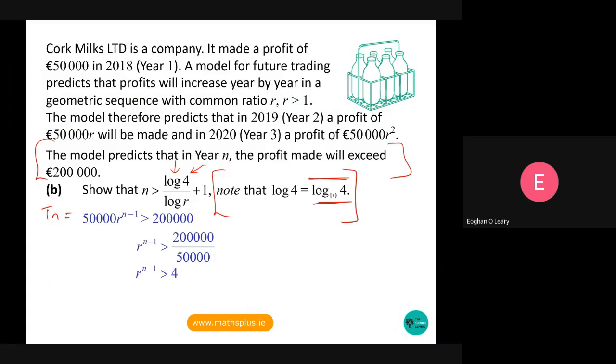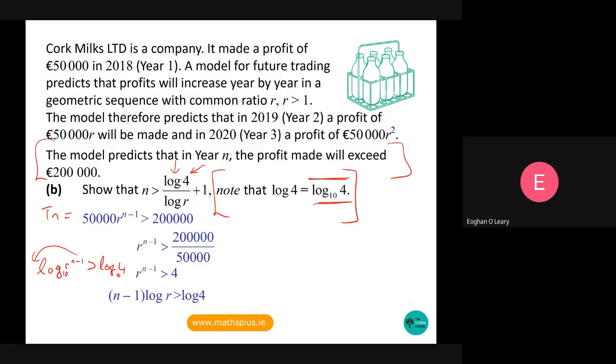So what are we going to do next? Well, we know we need logs. So what we're going to do is we're going to take the log of both sides. So we introduce logs to both sides. So log of R to the power of N minus 1 is greater than log 4. But I know, of course, that this is really to the base 10, both sides. That's what it means. It's log of R to the power of N minus 1 to the base 10 is greater than log 4 to the base 10. Because it's R to the power of N minus 1, I can use my power to the front law, and I'm going to get the following line.